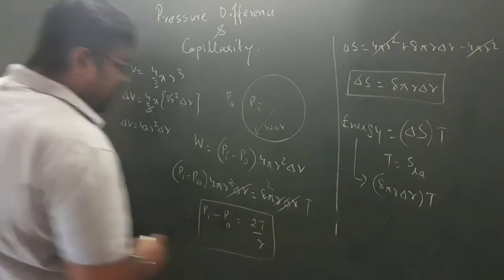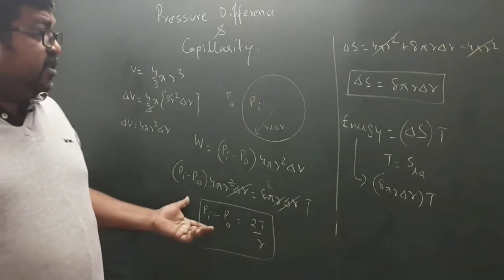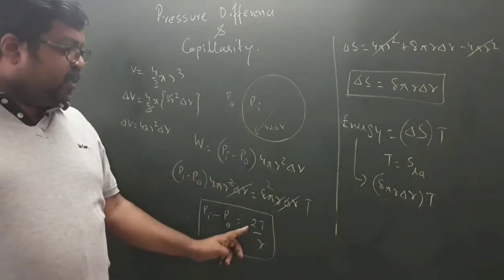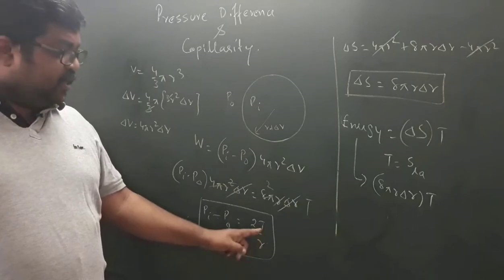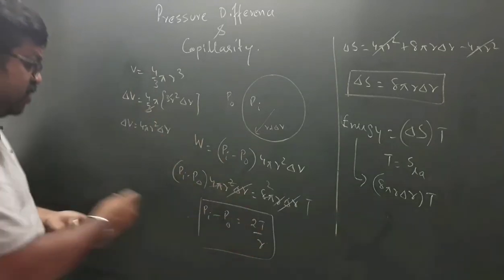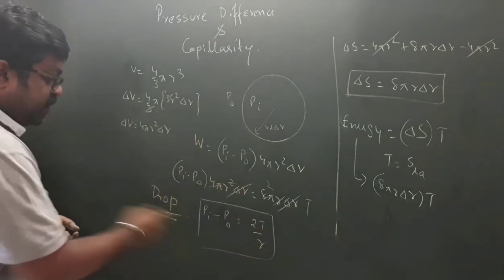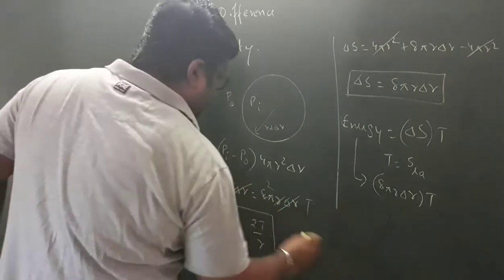So this is the expression for the pressure difference in case of a liquid drop. It is 2T by R. R is the radius, T is the surface tension. Now this is for a drop. So that means for a soap bubble.